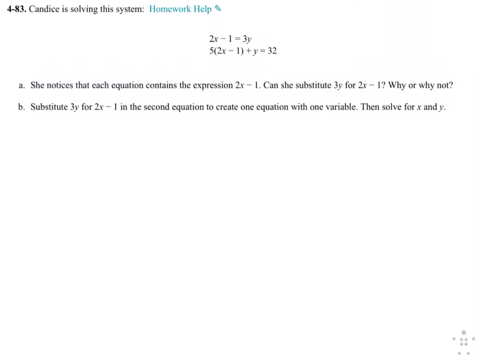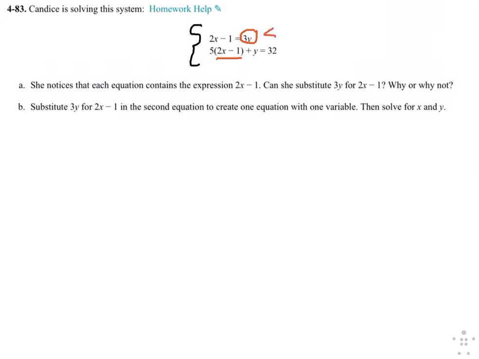Okay, for 483, they give us this system, right? And for A, it says, Candace noticed that each equation contains a 2x minus 1. So she says, can she substitute the 3y for 2x minus 1? So she wants to take this 3y and put it in to replace this. And it says, can she do that?